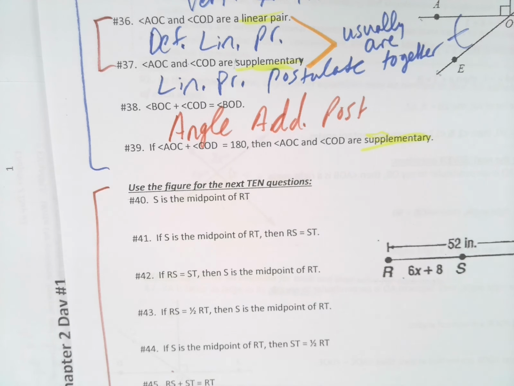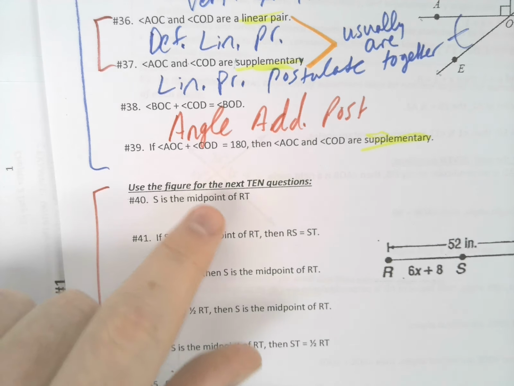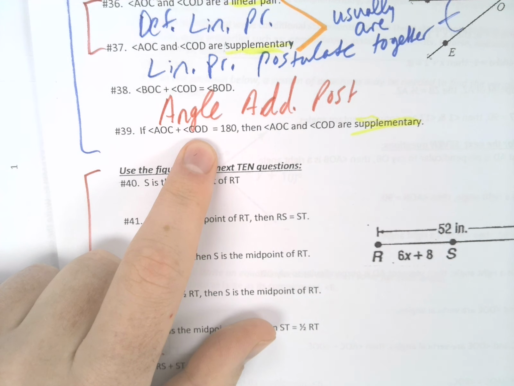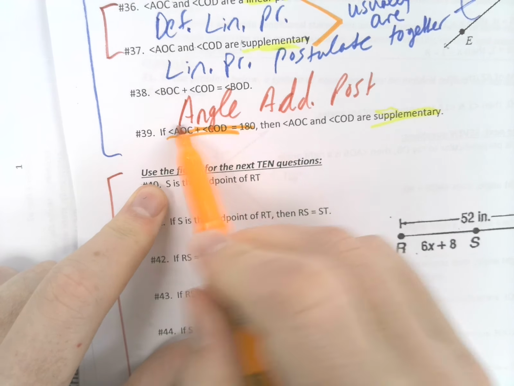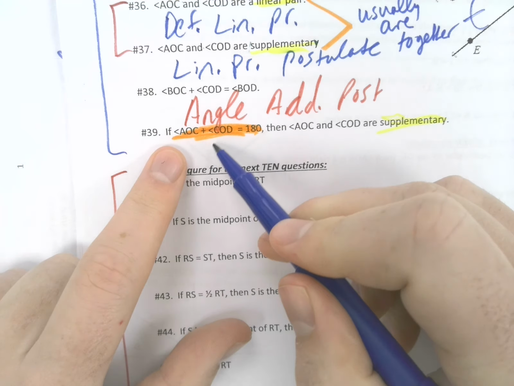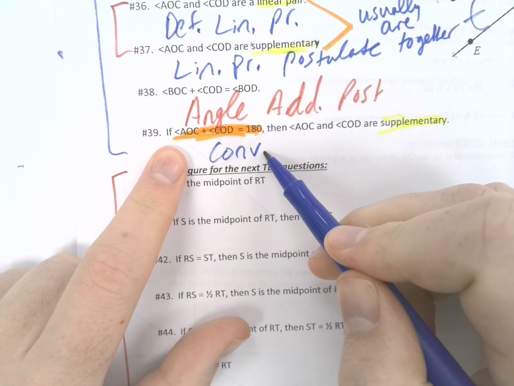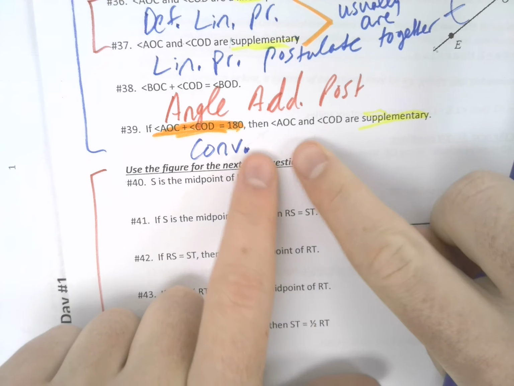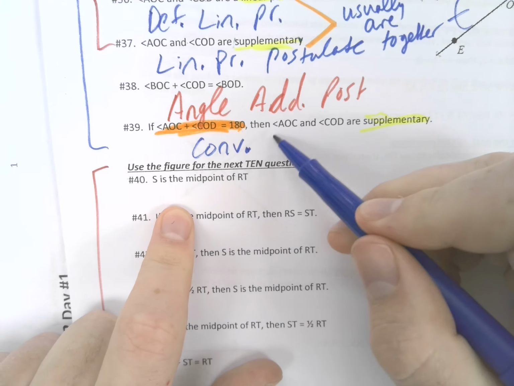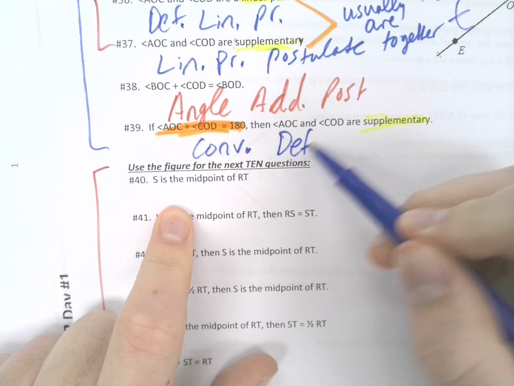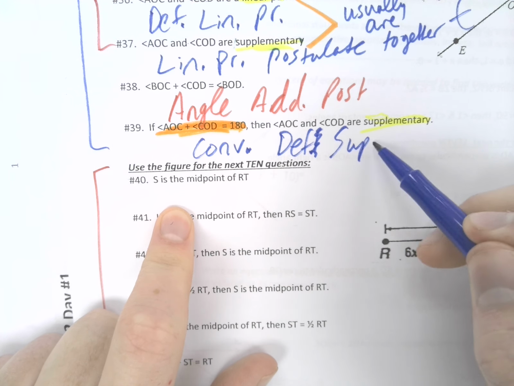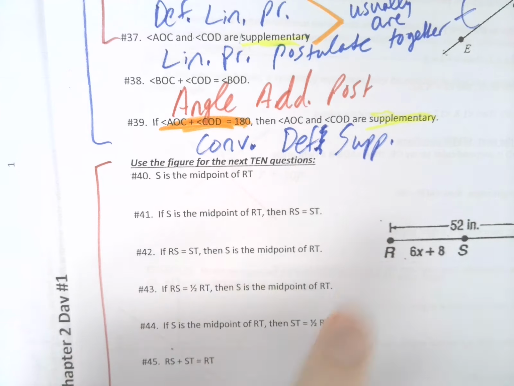And then finally we've got AOC plus angle COD. Now wait a minute, we got math to start this one. Ooh, so I'm thinking we're talking about a converse here. And what are we talking about a converse of? Well, if these add up to 180, then those two are supplementary. So we're talking about the converse of the definition of supplementary.